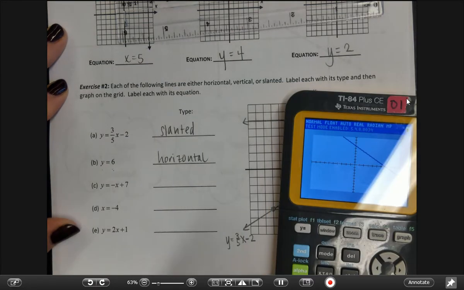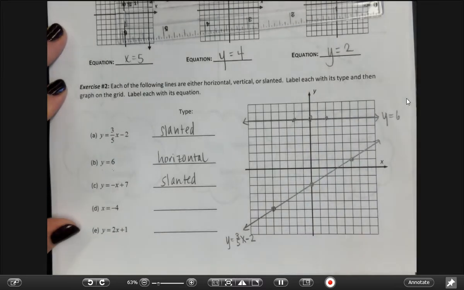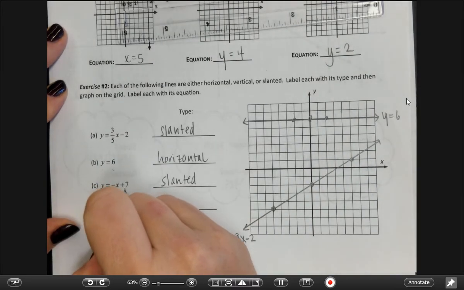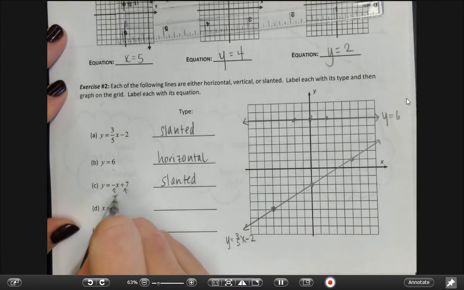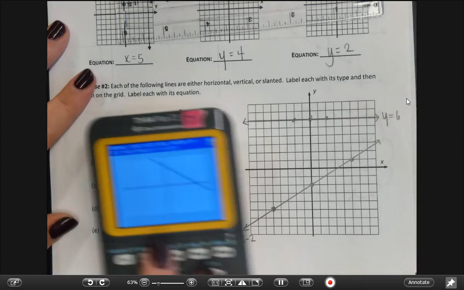Ooh, slanted. I thought it was slanted. Definitely slanted because it has a slope and it has a y-intercept. Mostly because it has a slope, okay? It's slanted because it has a slope. So it looks like this.